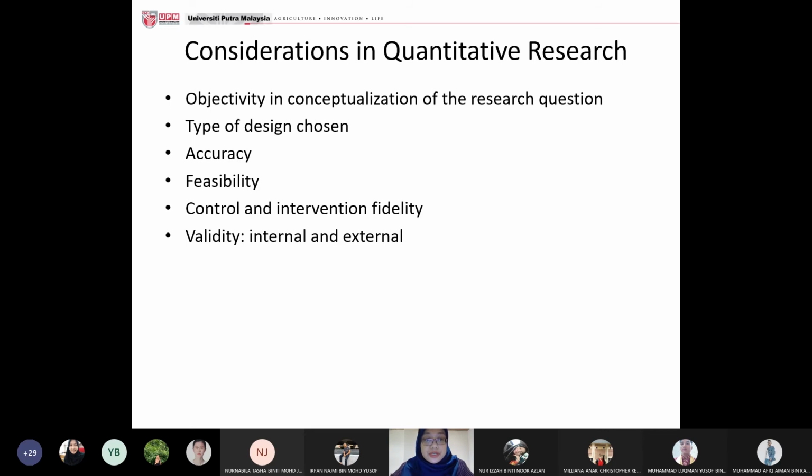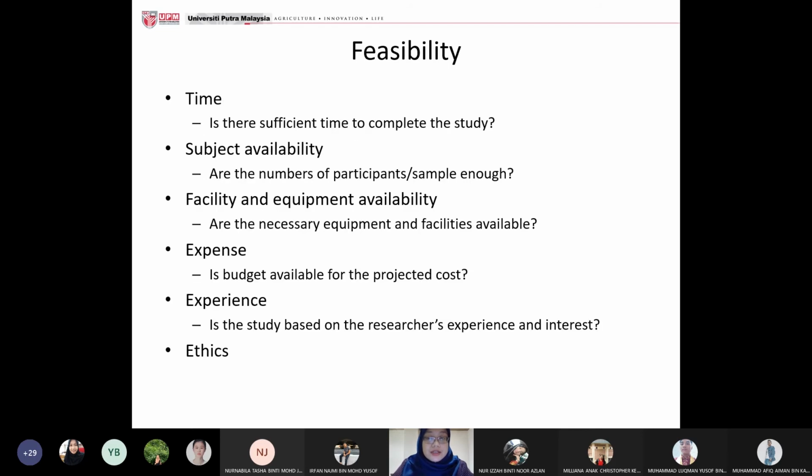And also type of design chosen, of course, accuracy, feasibility, control, and lastly, validity. Okay, what does all this mean? So we'll go very quickly on this, especially on the validity. So when we say, is that research feasible to be done, right? You have to look at the time. How long do you have to finish your study? You have to think about that while incorporating that into your design.